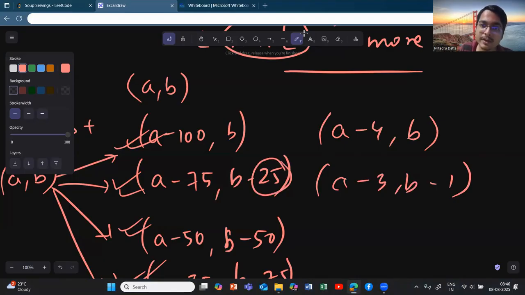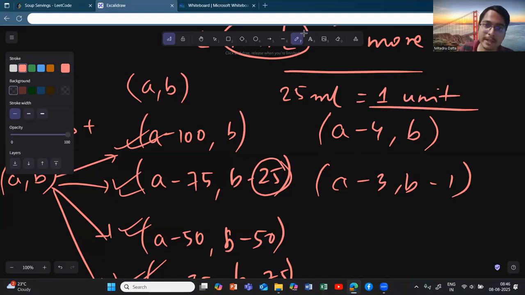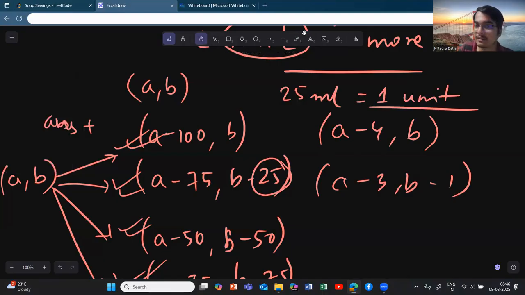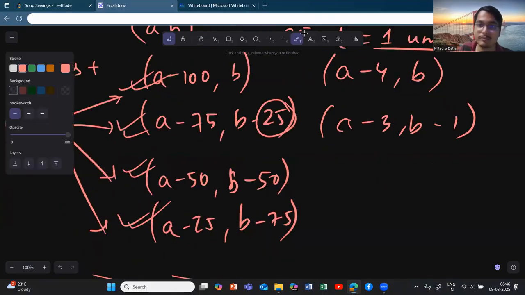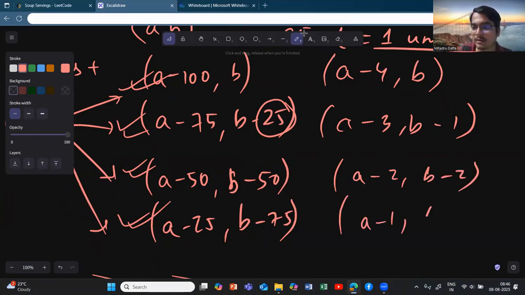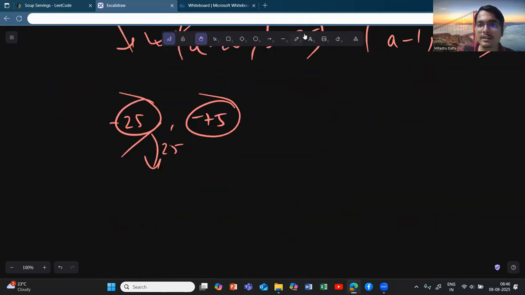I am treating this 25 ml as 1 unit and trying to reduce my units so that my DP table takes up much fewer values. So I am trying to just improve the time complexity and nothing else. So a minus 2, b minus 2, and this will be a minus 1, b minus 3. I hope you understand what I did here. But let's say you need to take the ceil value.